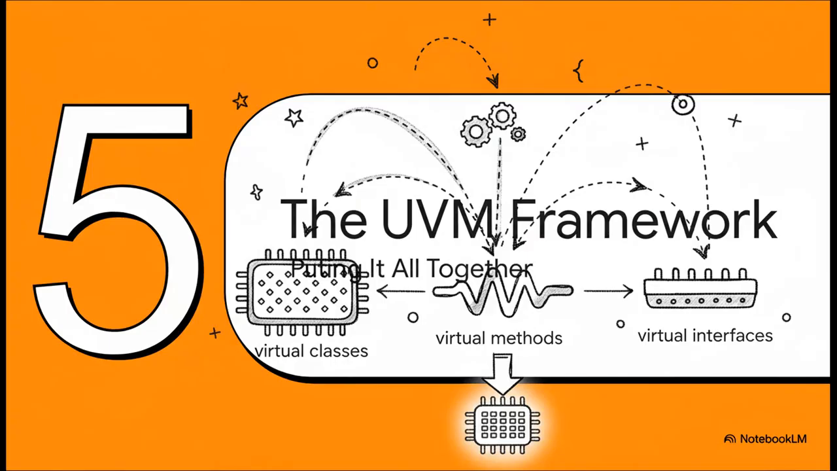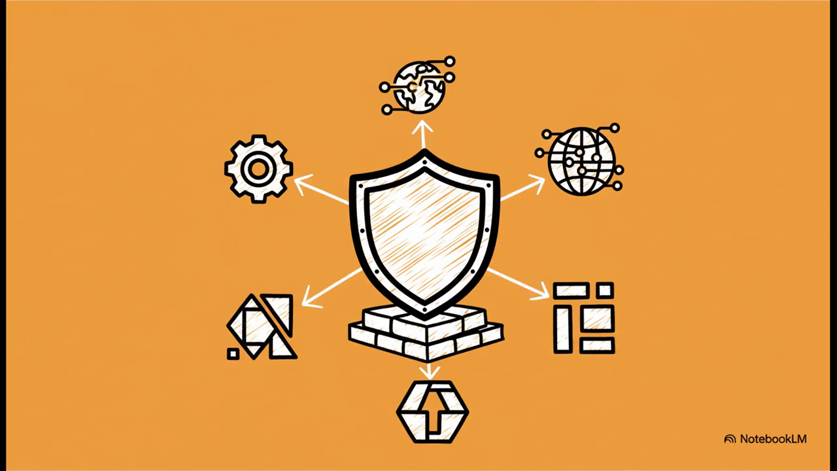Okay, so we have all these individual pieces now, right? We've got virtual classes for templates, virtual methods for that cool polymorphic behavior, and virtual interfaces to connect everything. So how does this all come together in the real world? Well, they all come together in the UVM, the Universal Verification Methodology. This thing is the industry-wide standard. It's the playbook that pretty much every company uses to verify their complex chips, and it is built from the ground up on these very virtual concepts we've just been talking about.